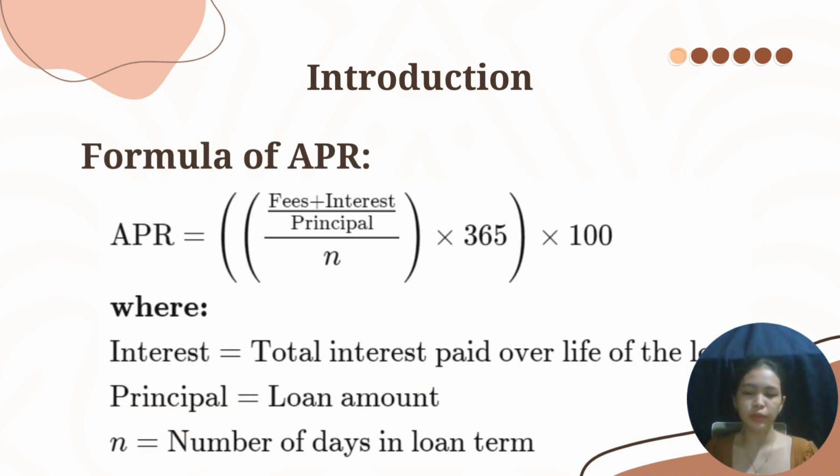So this is the formula of APR, or annual percentage rate. APR is equal to fees plus interest over principal, over n, the number of days in loan term, times 365, times 100, where interest is equal to the total interest paid over the life of the loan, principal is equal to the loan amount, and n is equal to the number of days in loan term.